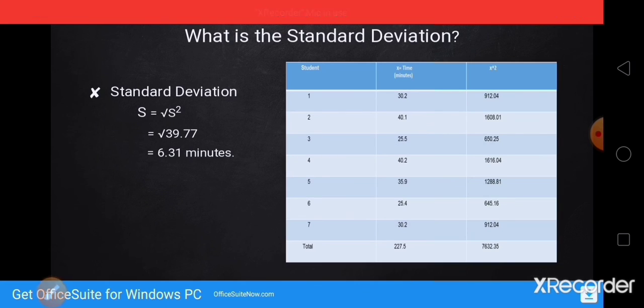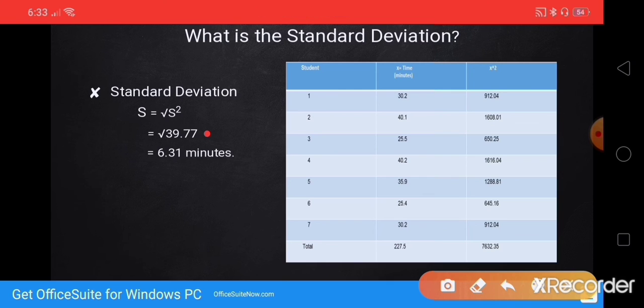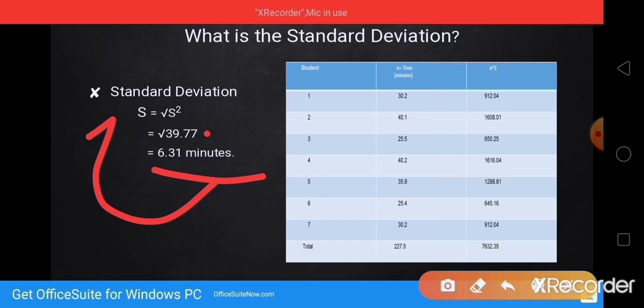Next, what is our standard deviation? For the standard deviation, you need to find the square root of the variance. The square root of 39.77 is 6.31 minutes. That will be the standard deviation.